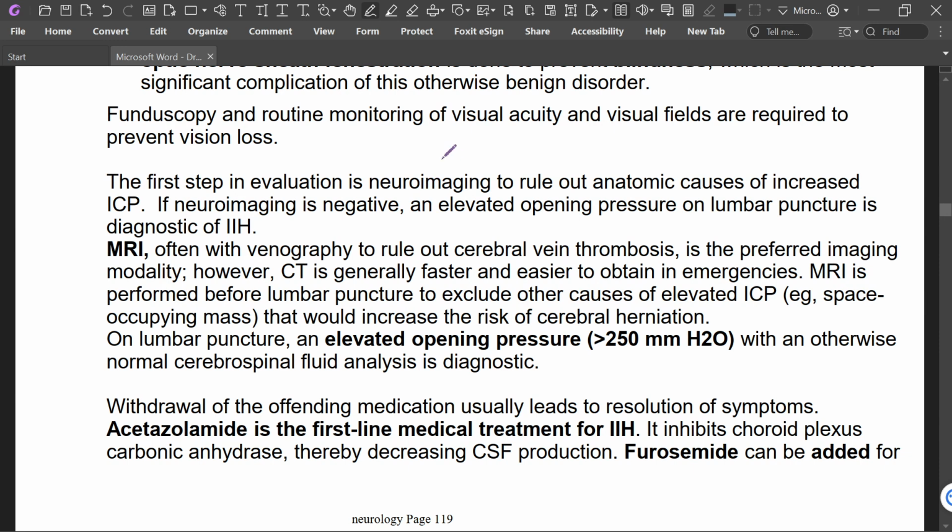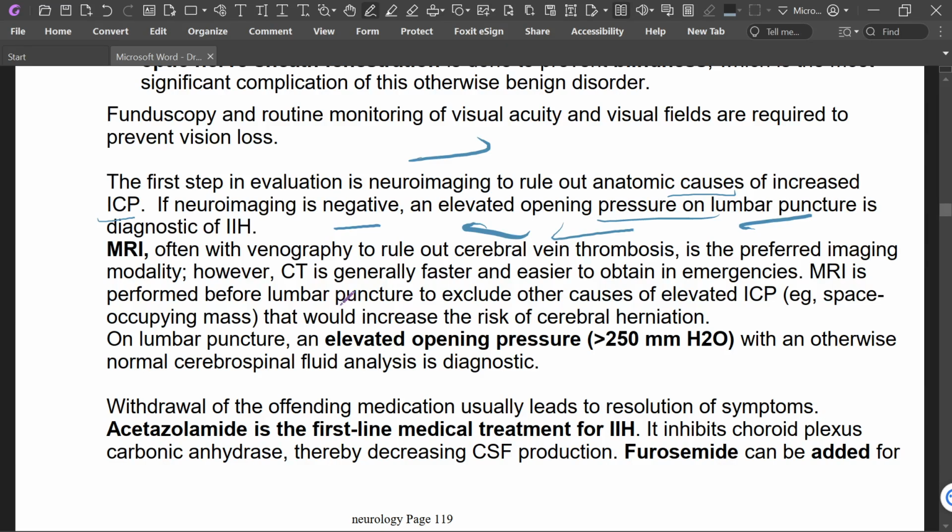So the first step is neuroimaging to rule out an anatomic cause which increases intracranial pressure. If neuroimaging is negative and there is elevated opening pressure on lumbar puncture, it is diagnostic: no problem in the neuroimaging but elevated pressure in the CSF. MRI or venography to rule out cerebral venous thrombosis is the preferred imaging modality. However, CT is generally faster and easier to obtain in emergencies.